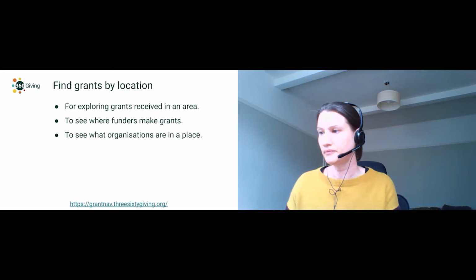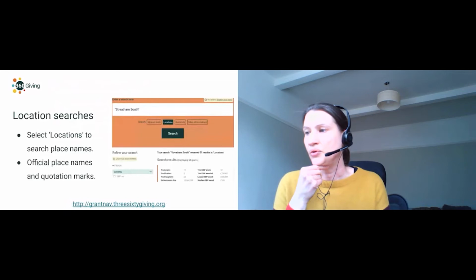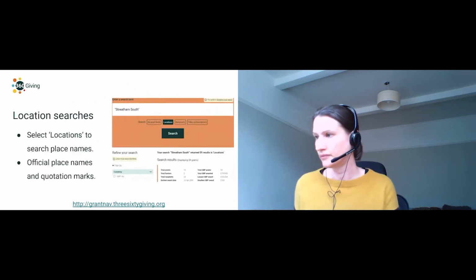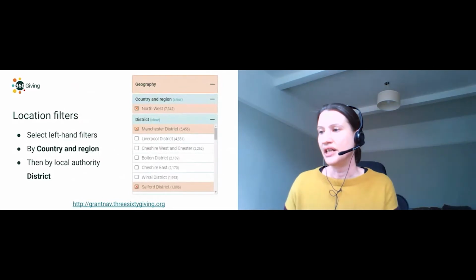So for searching by location, as with recipients, you can filter to search only location fields. And as with recipients, you use quotation marks to make a search more specific. There are also location filters inside of the main search, and you can start with your country and then pick the available local authority districts.